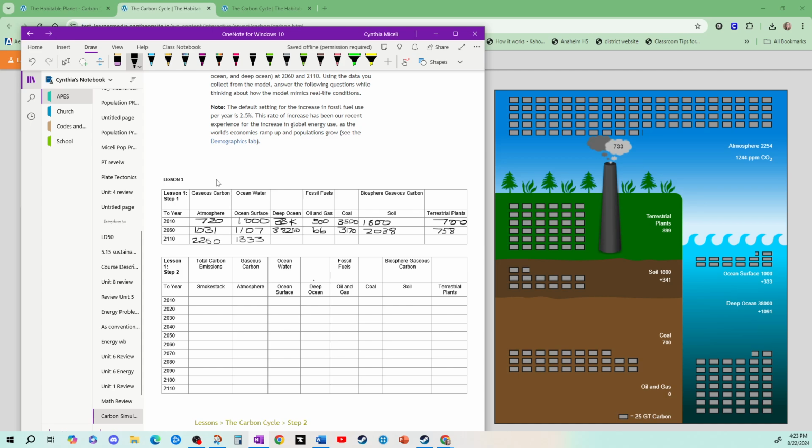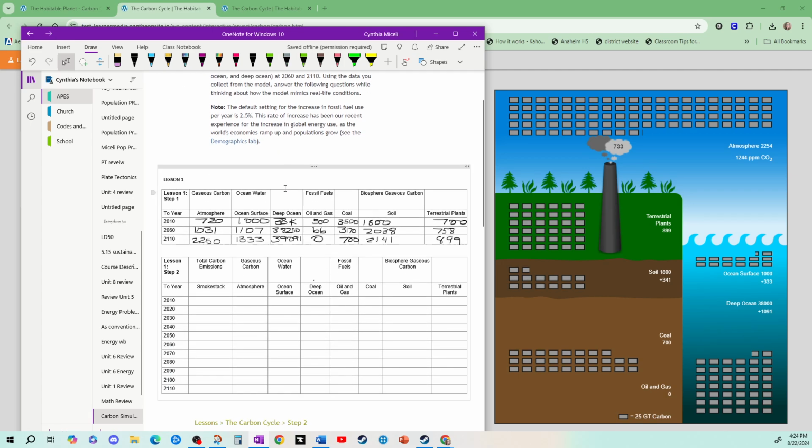The deep ocean is 39091. I'm just adding these two numbers together, the 38,000 and the 1,091. The oil and gas is now 0. We sucked it all out and burnt it all. Bad humans. Coal is really reduced, 700 left. And then soil is 1,800 plus 341 is 2141. And the plants are at 899. So that's the data for part 1, lesson 1, step 1.